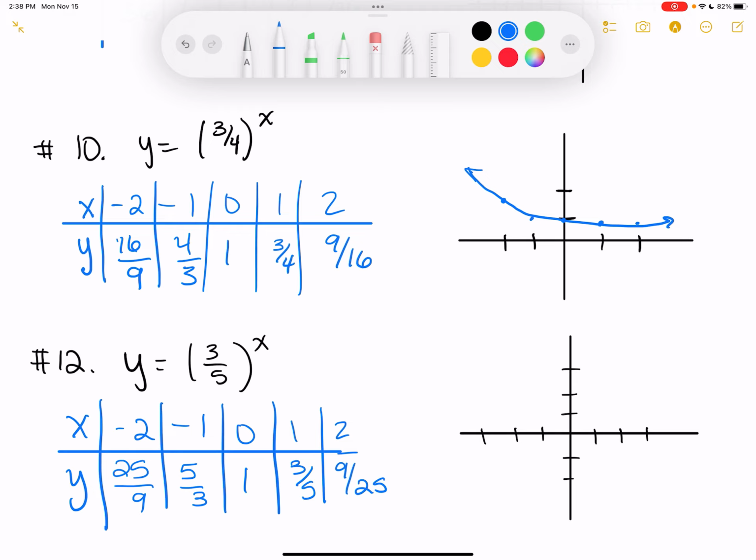All right, at -2, we're a little less than 3. At -1, we're a little bigger than 1. At 0, we're at 1. At 1, we're at 3/5. At 2, we're at 9/25.